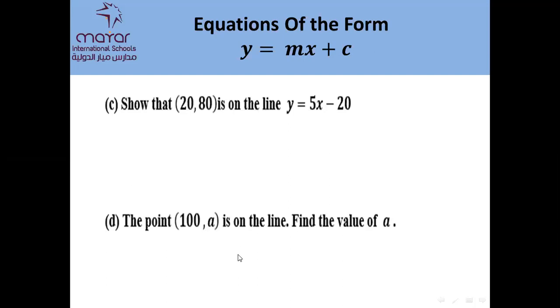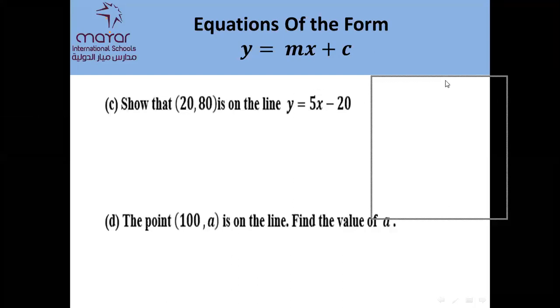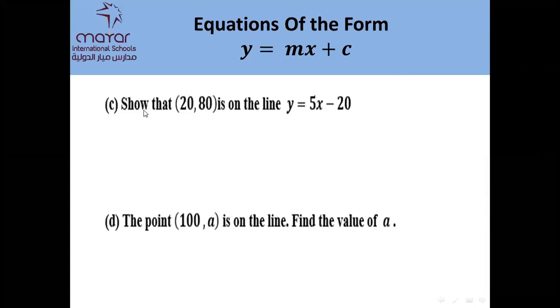Only Lean? There is Jude, there is Muhammad. Okay, let me go for Muhammad. Muhammad Haddad. Hi, teacher. Question C. Show that (20, 80) is on the line y equals 5x minus 20. Yes, we need to tell if (20, 80) is a correct solution for this equation.